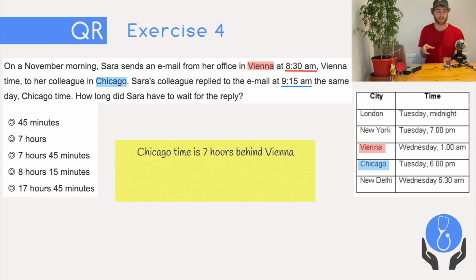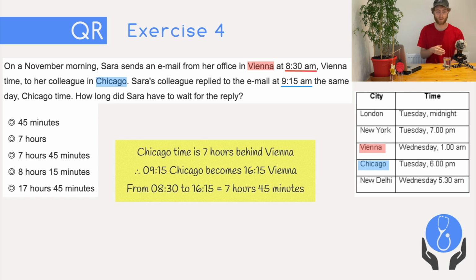From the table, we can see that Chicago is 7 hours behind Vienna, which means that 9:15 would be 4:15 in Vienna. So now we have both of our times on Viennese time, and the time difference between 8:30 in the morning, which was when the email was sent, and 4:15 is 7 hours 45 minutes, which means that answer C is correct.